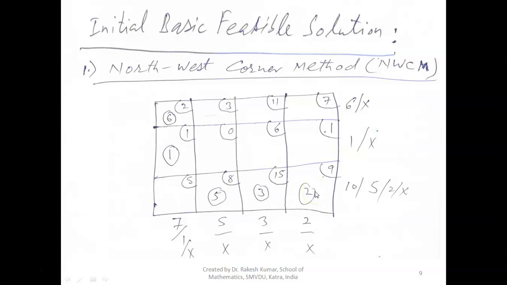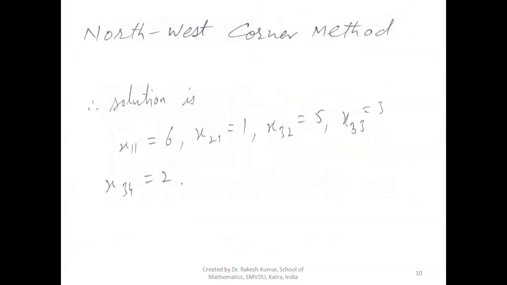So this solution is not basic feasible, it is degenerate, but it is an initial solution. These are the cases, sometimes we get this type of solution, and this can be handled. Now coming to the second method.